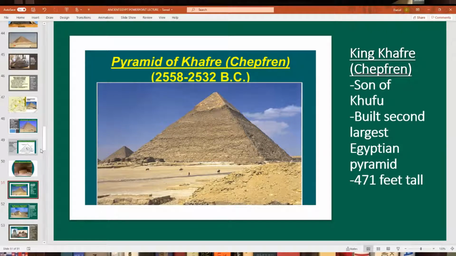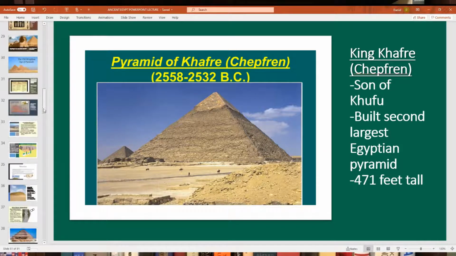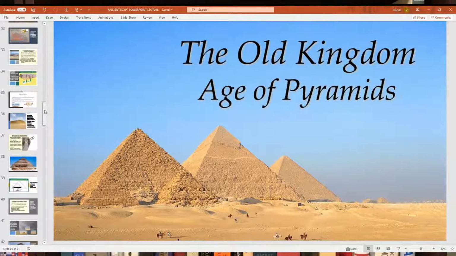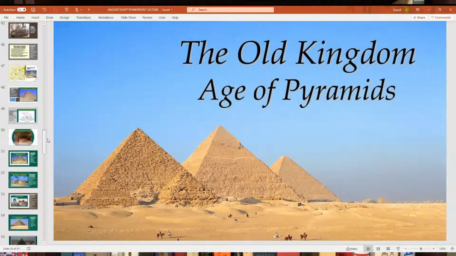Because sometimes you'll see images where they show all the pyramids together, and it's kind of hard to tell which is which. Some people think this is the Great Pyramid. That's actually the Great Pyramid, and this one right here is Khafre's pyramid, his son's pyramid. And Menkaure is the son of Khafre. So it's basically father, son, and grandson that you're looking at right there.